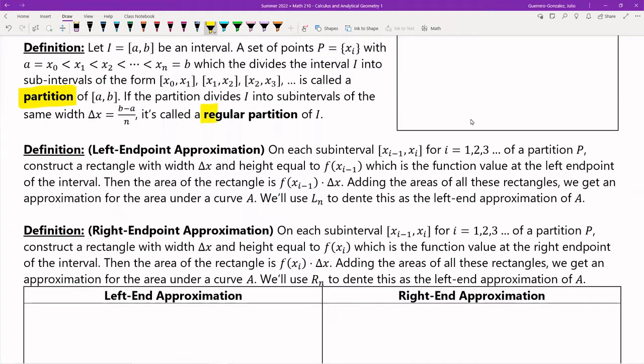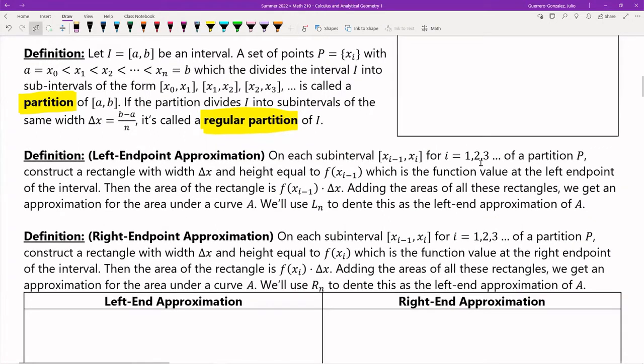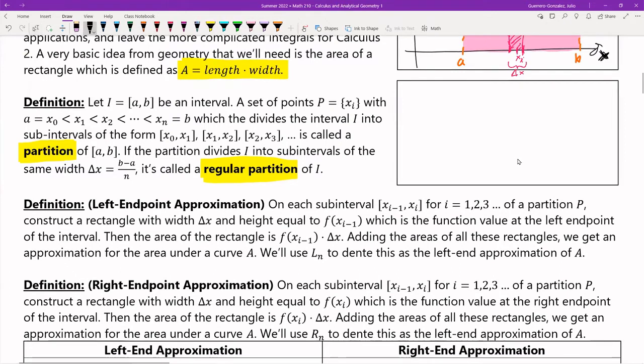And that of a regular partition. Okay, so let I be an interval from A to B somewhere, okay? So let me scroll up. This is an x-axis and this is a y-axis. I'm not going to draw a graph here. I'm just going to be defining a partition and a regular partition in this case. Okay, let me read it out first. A set of points P, and it's going to be a collection of points xi, right?